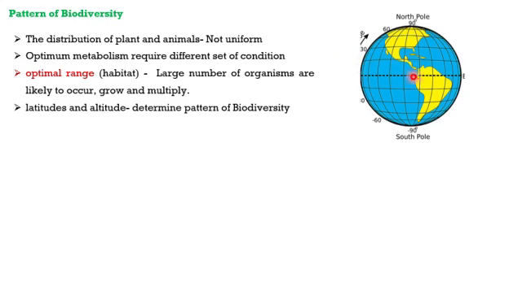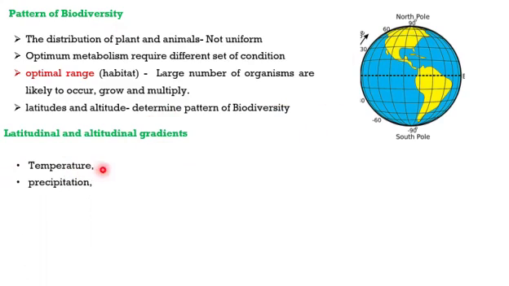That is because you get optimum environmental conditions. Now you understand, right? So latitudes determine the pattern of biodiversity, the distribution pattern of biodiversity. Let's see in detail how latitude and altitudinal gradients determine the pattern of biodiversity. The major factors are temperature, precipitation, and distance from the equator, like how far you are from the equator.